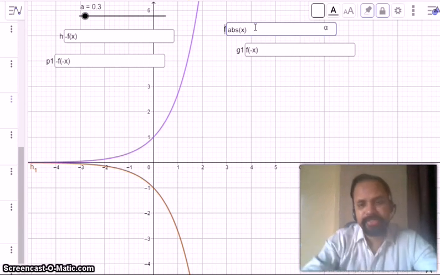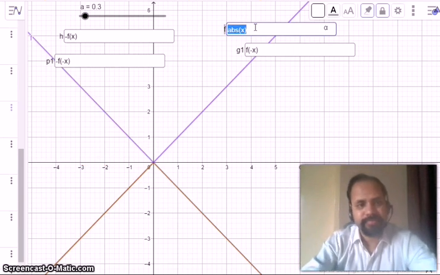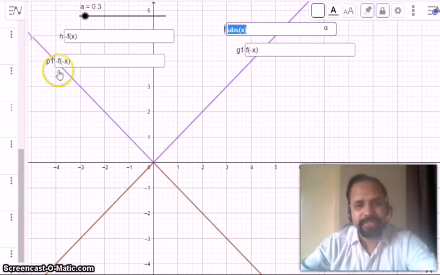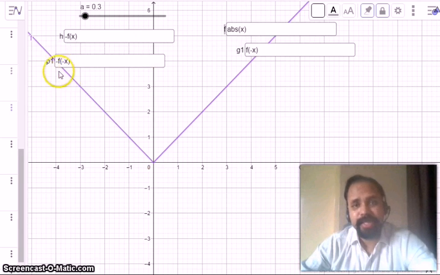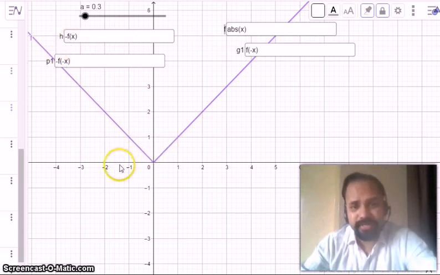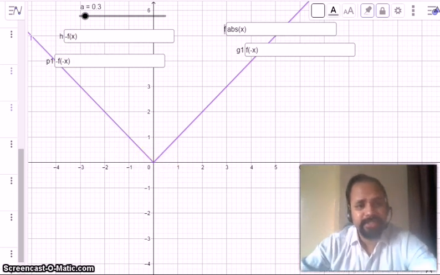If we have mod x, what will happen? We have the graph of the exponential function, the absolute function of x. Okay, and if we want to draw the graph of minus f of x, so in this one we have to consider the x-axis as a plane mirror.